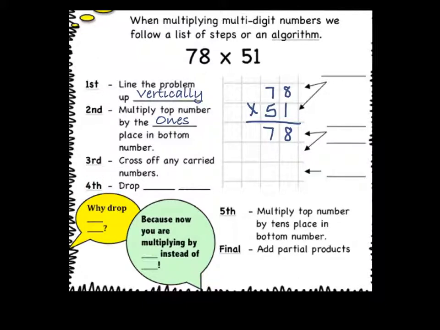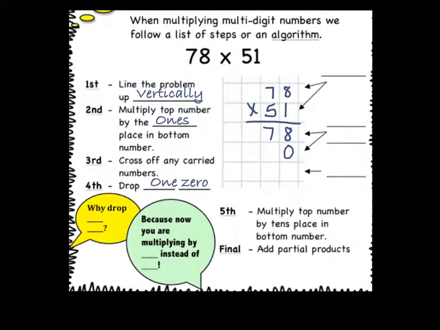The fourth step tells me to drop a 0. Now, the reason that we do this, I'm going to go ahead and put my 0 here, but the reason why we do this is just as important as actually doing it. When we drop a 0, we're actually multiplying now by the tens place. So instead of multiplying by 5, we are actually multiplying by 50. And we don't want to have to worry about that extra 0. So what we do is we put the 0 here in the partial product, and that way we can just pretend that we're multiplying by 5.